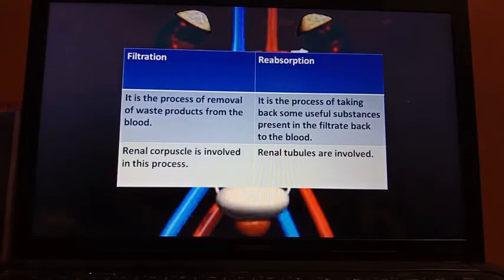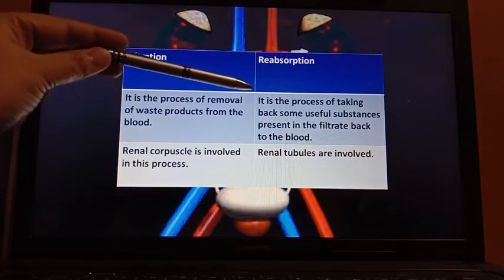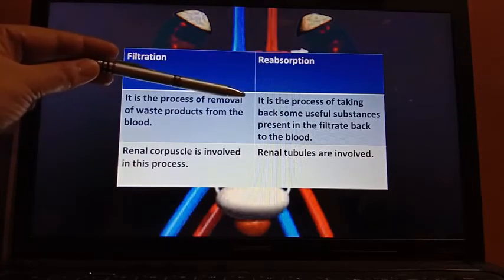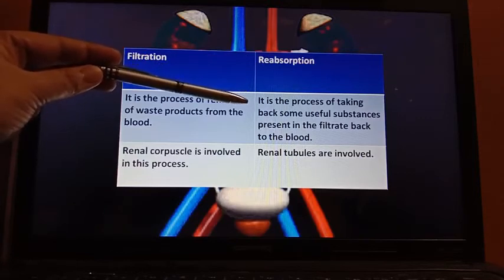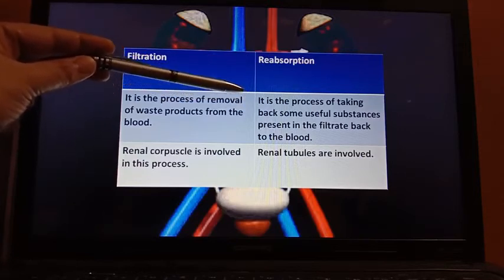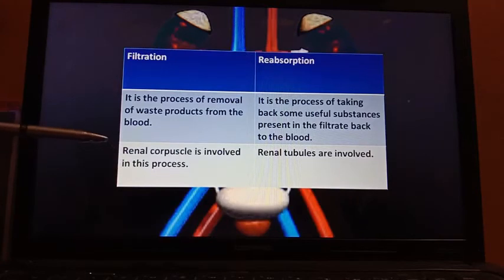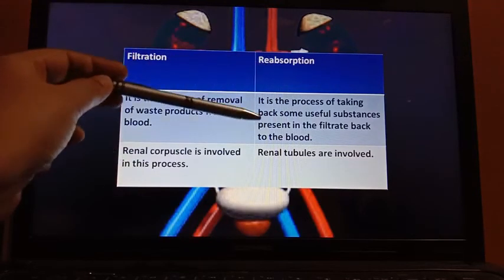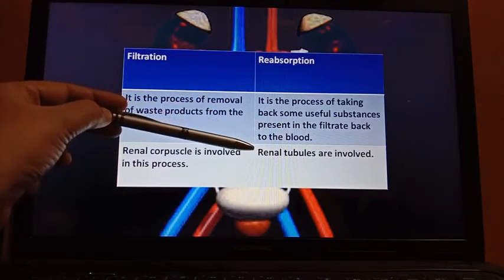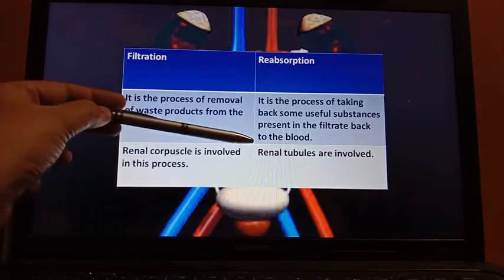Next difference is between filtration and reabsorption. Filtration is the process of removal of waste products from the blood. Reabsorption is the process of taking back some useful substances present in the filtrate back to the blood. Renal corpuscle is involved in this process. Renal tubules are involved in the reabsorption process.